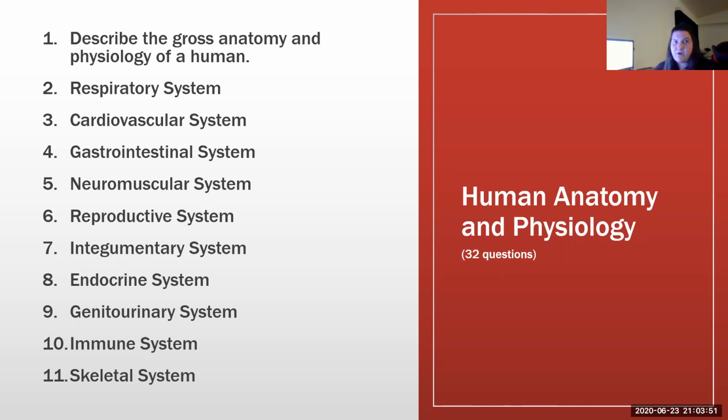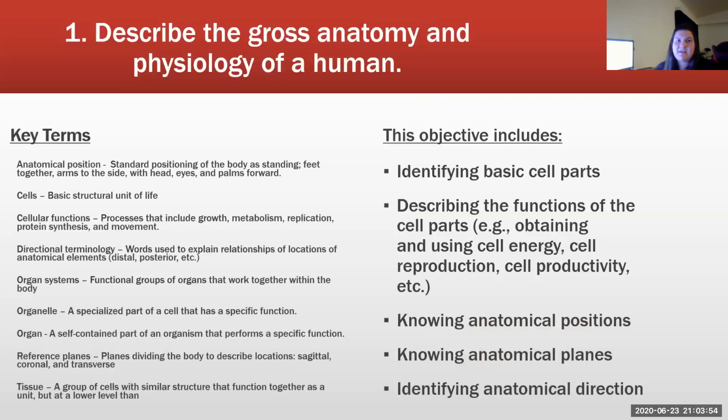So moving on. The gross anatomy and physiology of a human. Familiarize yourself with these key terms. The long and short of it is, if you're struggling with any of these, I encourage you to reach out and look at the resources in the introductory and prep lecture that I recorded, like Khan Academy and Crash Course. Those will help you. With these questions, you need to be able to identify basic cell parts, describe the functions of cell parts, know anatomical positions, know anatomical planes, and identify the anatomical directions.